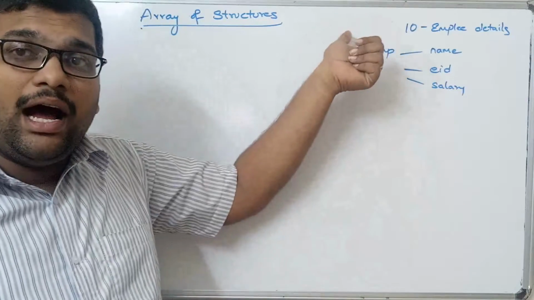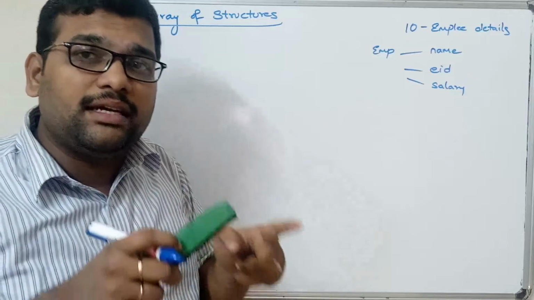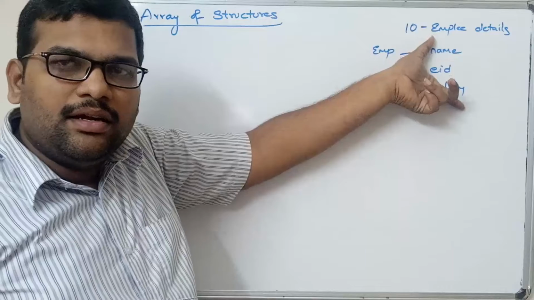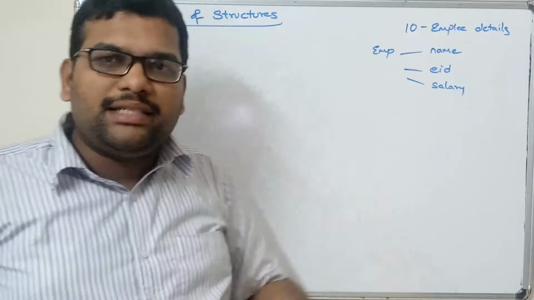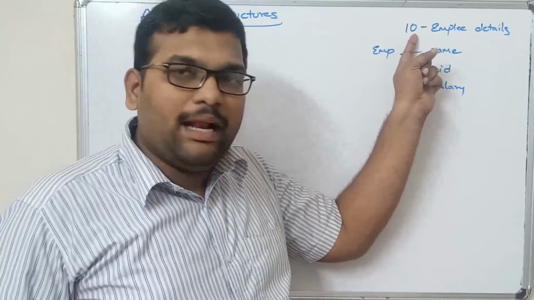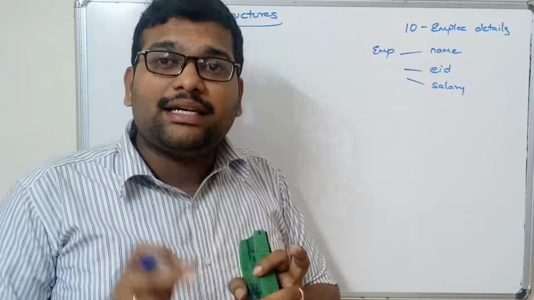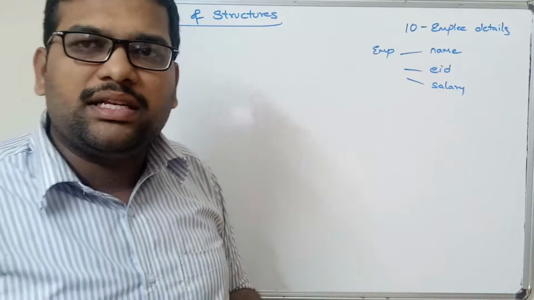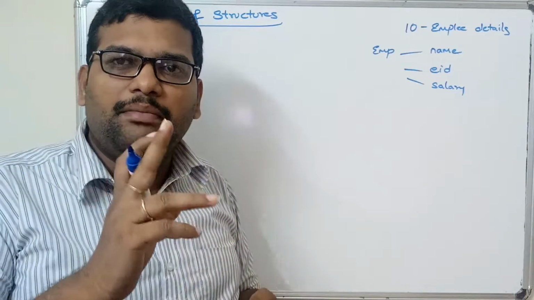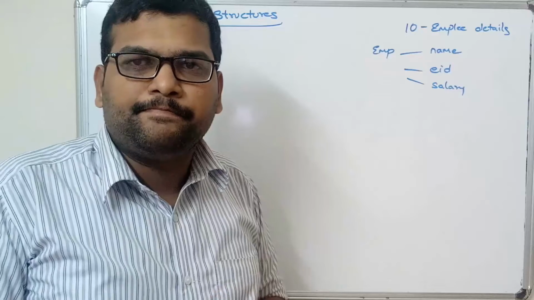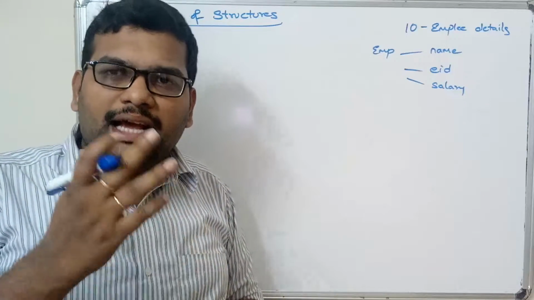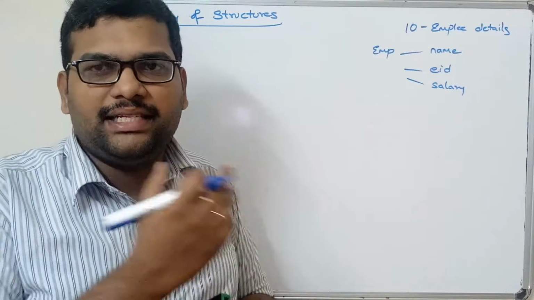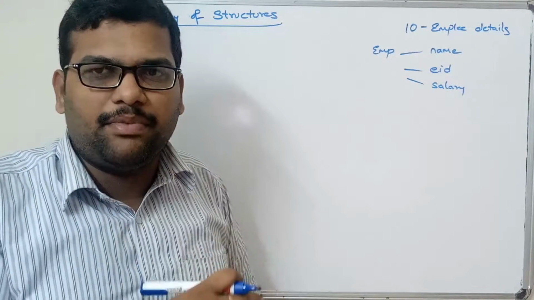For this I have to declare 10 structure variables. First I have to define a structure with all these three members, and then declare a structure variable. Here I want 10 employees, so I would have to declare 10 structure variables. Rather than declaring 10 variables, I can declare a single variable that is called an array. An array is a collection of elements, and in this example, a collection of structure variables.